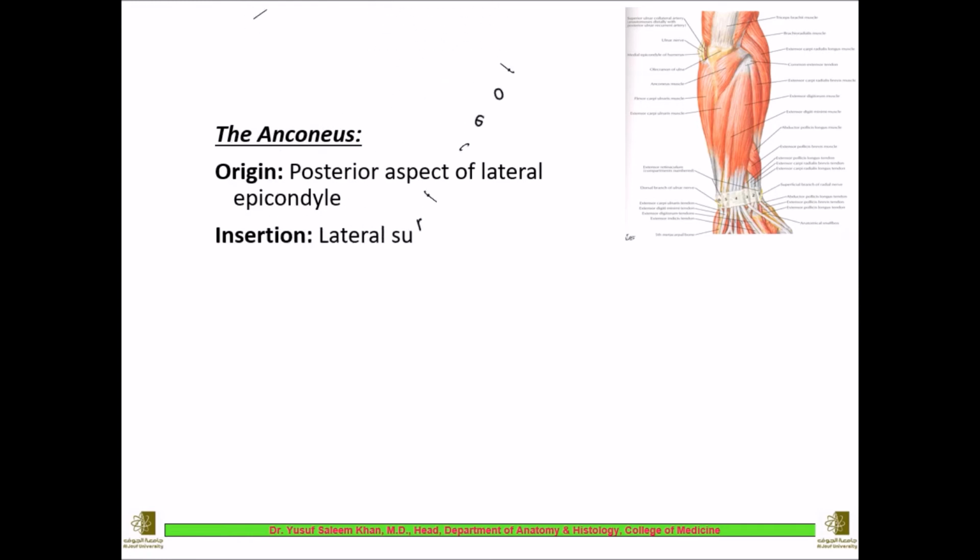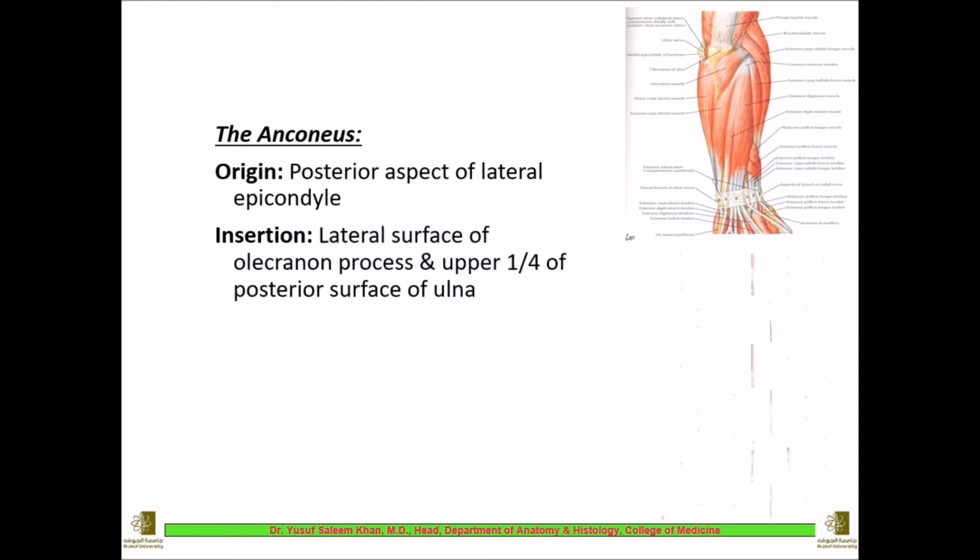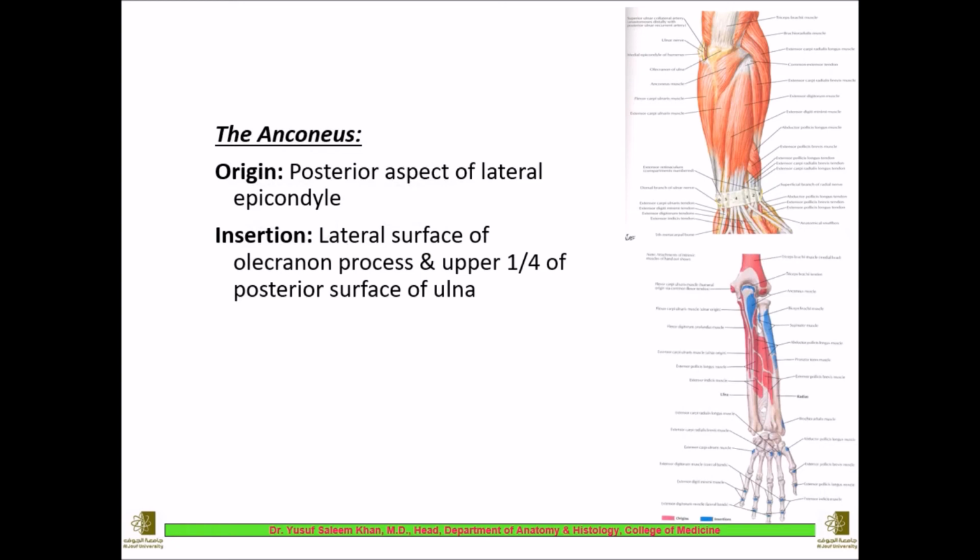The insertion of this muscle, because this is a short muscle, it will be running from the lateral to medial side and get inserted to the ulna, especially on the lateral surface of the olecranon process. This is called the olecranon process of the ulna. So it will be getting inserted on the lateral surface as well as the upper 1/4 of the posterior surface of the ulna, and even the lateral side toward the radius here.